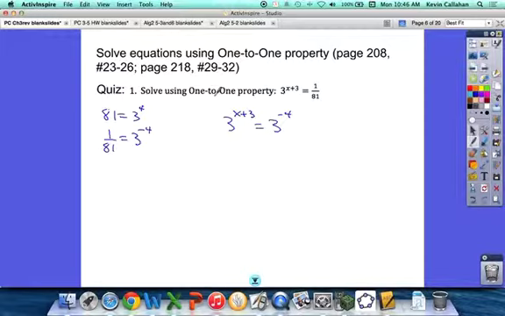Now, since the bases are the same, that means the exponents are the same. x plus 3 equals negative 4. So x equals negative 7.